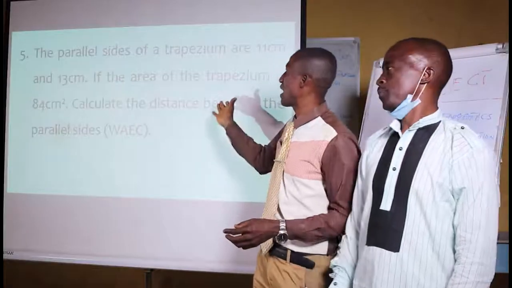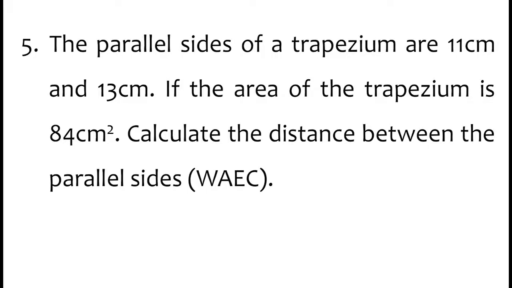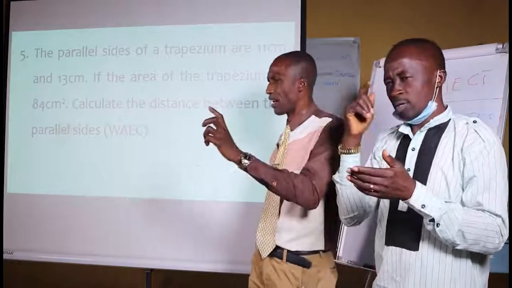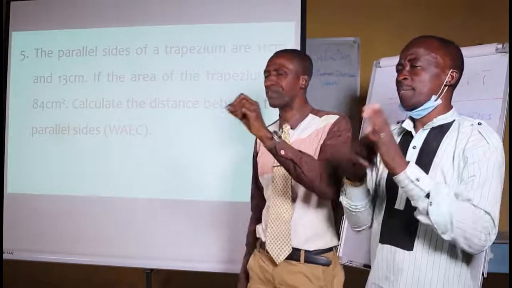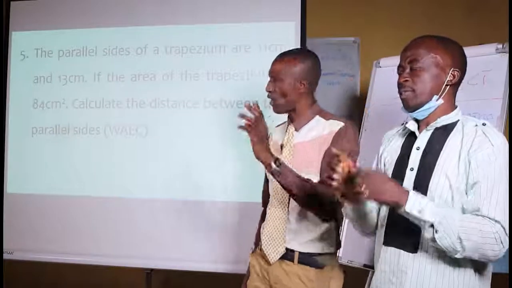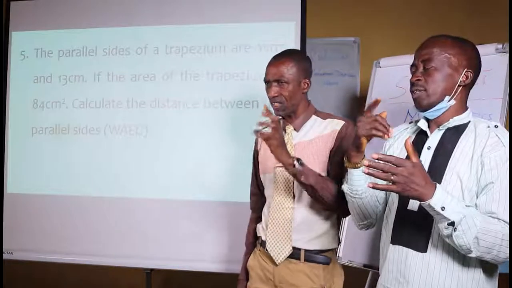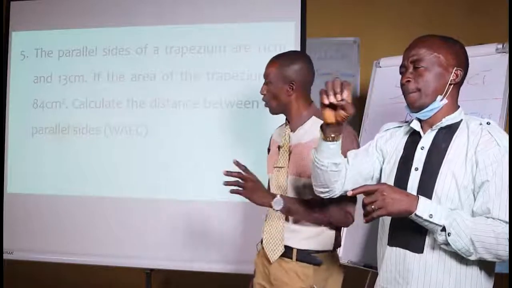Then, look at question number 5. You were asked to calculate the distance between the parallel sides of the trapezium. Don't forget, the distance between the parallel sides of the trapezium refers to the perpendicular height of the trapezium, which is h.